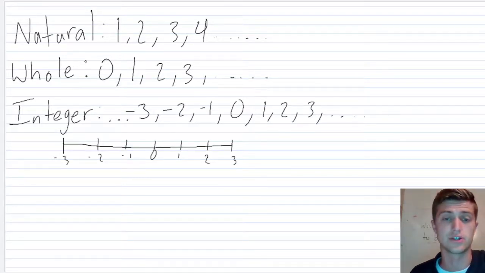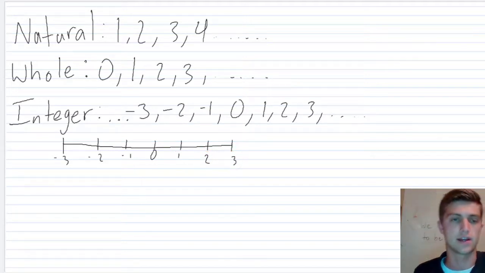So we call those integers. If they're the full whole single number, I don't know another way to describe that. If they're the hash mark on a number line, if they're complete numbers, they're integers, positive and negative.